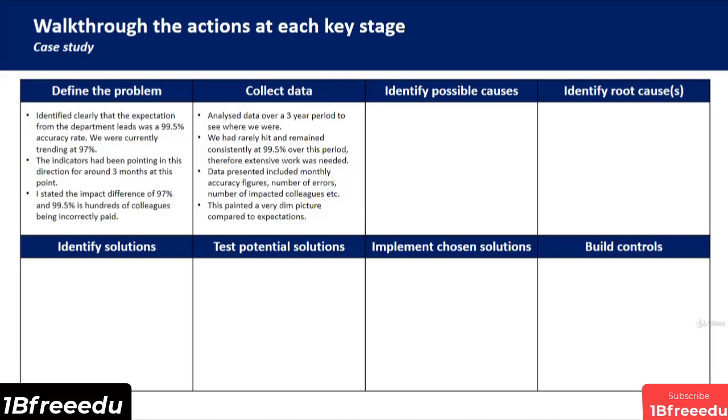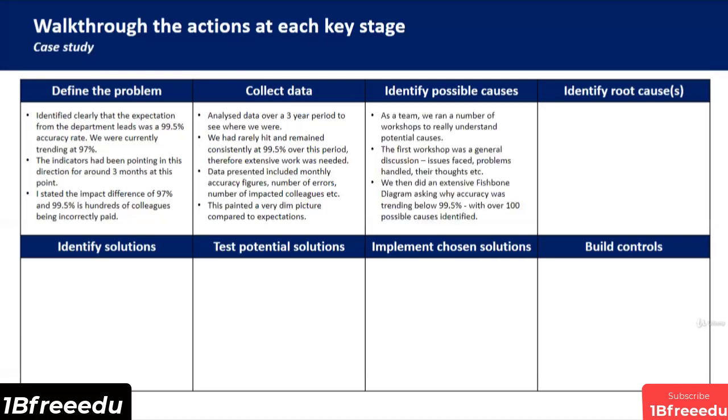So expectations were, we wanted 99.5% accuracy rate month in, month out, and we were rarely hitting that at all. And if we were hitting it, we were not consistently hitting that over a period of time. So obviously this indicated that we needed a lot more work to solve this problem. So then we started to identify our possible causes.